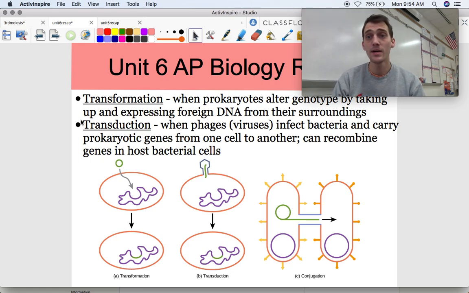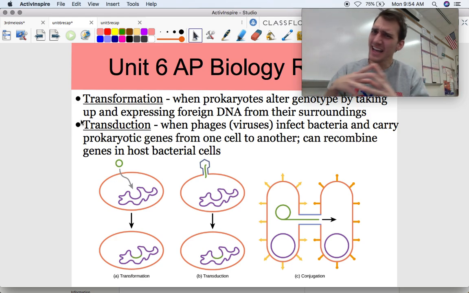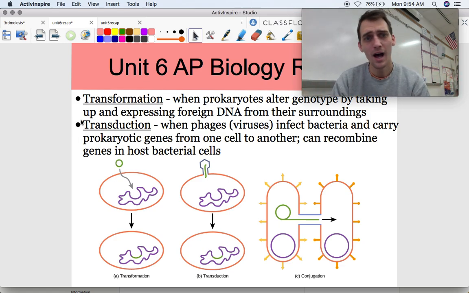So now, bacteria, they can pass that down to their offspring, but they can also pass the gene on to their friends, I guess, to other bacteria, so that everybody can become antibiotic resistant. It's really diabolical. And there's 3 ways that can happen. Transformation is 1, when prokaryotes alter their genotype by taking up and expressing foreign DNA from their surroundings. What? Yeah, they can just kind of absorb a plasmid. Remember plasmids?